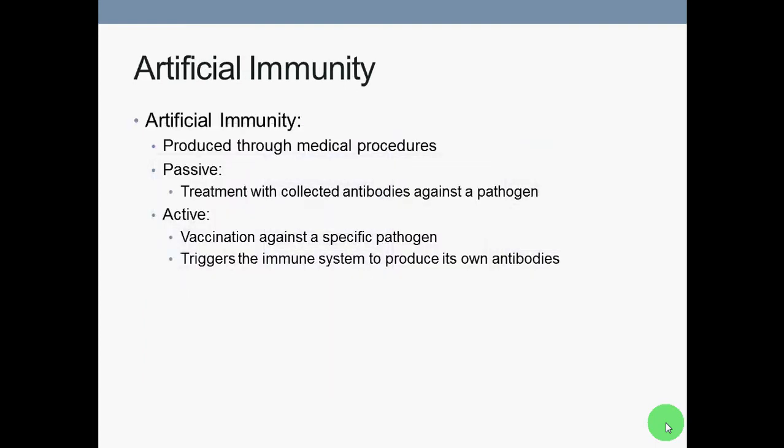What we're going to talk about today is artificial immunity. These are things that are achieved through medical procedures. An example of passive artificial immunity would be treatment with collected antibodies against a pathogen. So for example, if you had a disease, a virus, for example, and there was no way to treat it with antivirals or anything like that, there's no vaccination against it, you could potentially be treated with somebody else's antibodies that are already produced. Those antibodies can then help protect you against the virus.